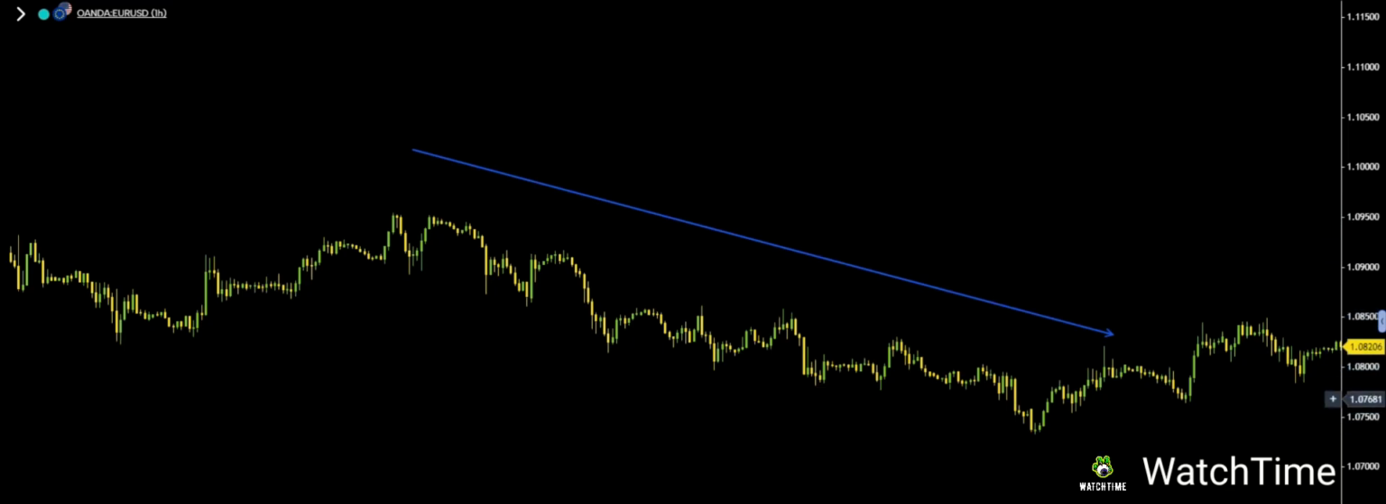Review the third touch zones. Did they fail? If they did, study why. Refine your rules on how many tests a zone can take before it's considered weak.